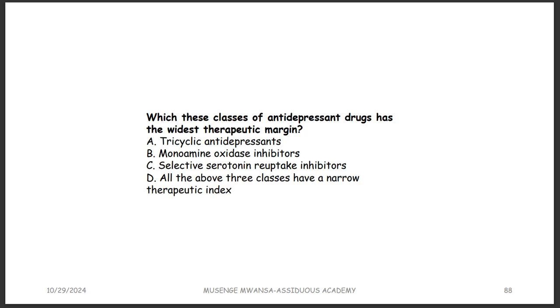Which of these classes of antidepressant drugs has the widest therapeutic margin? Tricyclic antidepressants, monoamine oxidase inhibitors, selective serotonin reuptake inhibitors, or the above three classes have a narrow therapeutic index. Anyone to help? C, selective serotonin reuptake inhibitors. Thank you. Is there anyone with a different option? Okay, so we still go with SSRIs. They are the best drugs you can use.